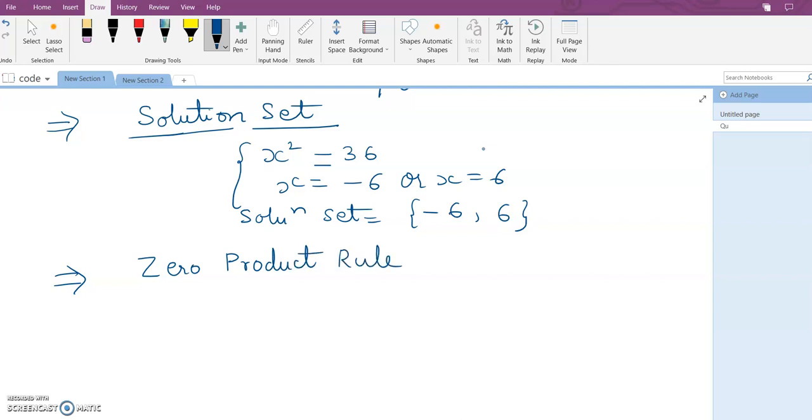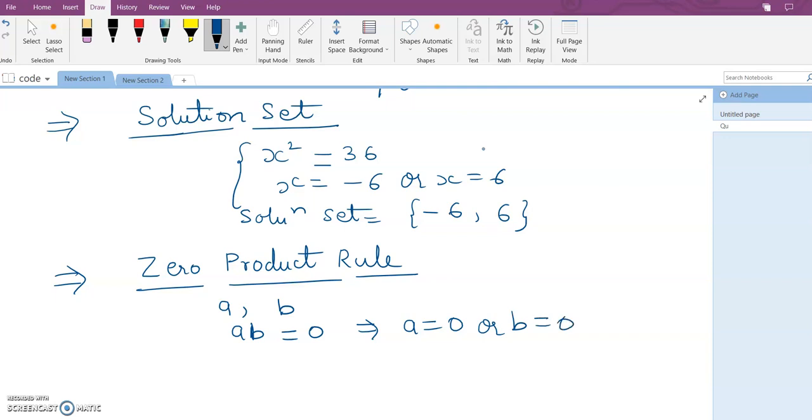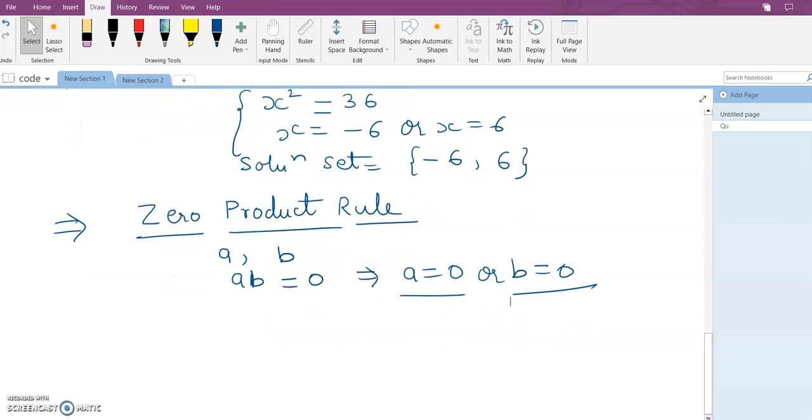Zero product rule. So let's say we have two real numbers A and B. And we know that A into B is equal to 0. It means either A is equal to 0 or B is equal to 0. And this is called the zero product rule. This is very important. We apply this many times in solving quadratic equations.